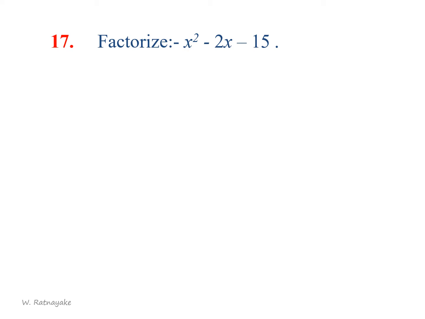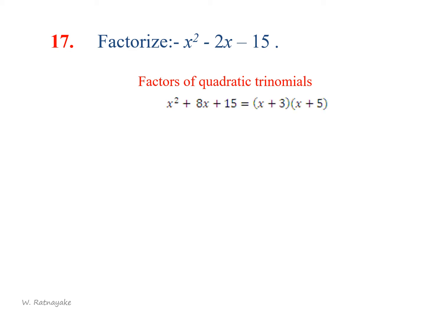Quadratic expressions are in the form of three terms like this. So x squared plus 8x plus 15, we have written the factors as (x plus 3) times (x plus 5) without using any intermediate steps. How do you do it?